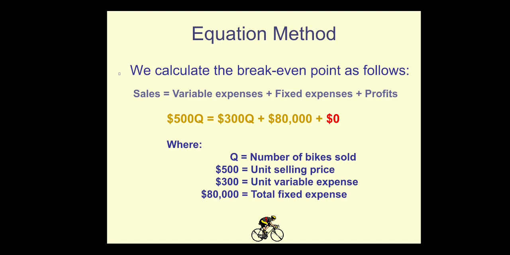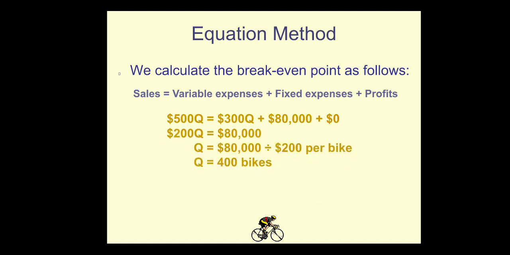Okay, so let's solve this equation. What is Q? The way to solve it is like you can see here: 500Q minus 300Q gives 200Q, which equals 80,000. Q equals 80,000 divided by $200. So Q is 400 bikes. It shows that for Wind Bicycle Company, if the company wants to achieve break-even point, the company has to sell 400 bicycles per month.